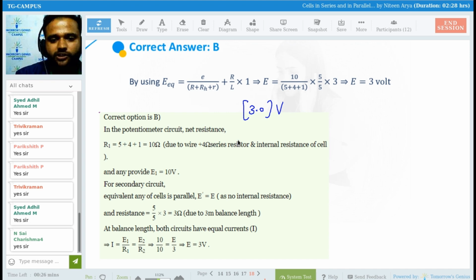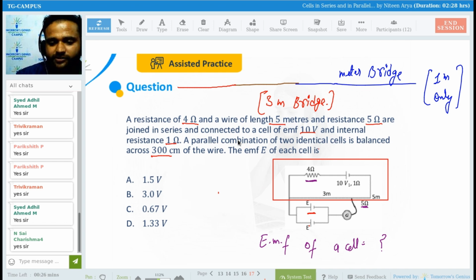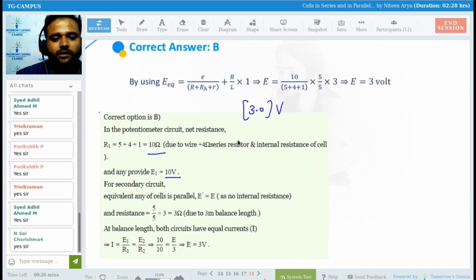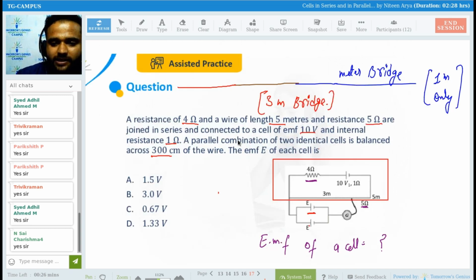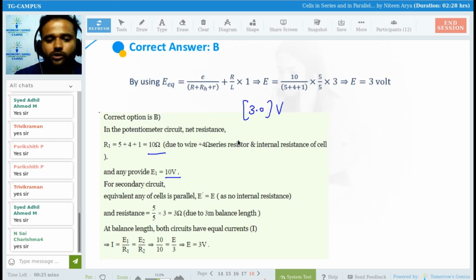So how? In the potentiometer circuit, the net resistance is R1, 5 plus 4 plus 1, which is 10 ohm, and the supply E1 is 10 volt. As you can see, this is your 10 volt. Then the equivalent of any cells in parallel, E prime equals E, because there is no internal resistance given here. E1 and E2 are in parallel, so obviously the EMF is going to be equal also. And resistance 5 by 5 into 3.